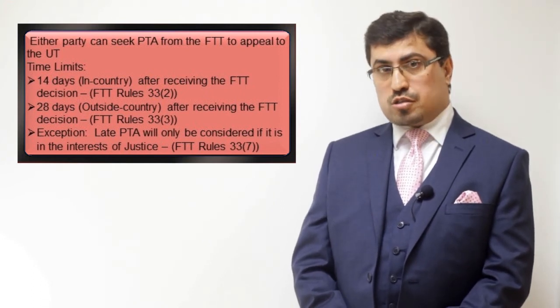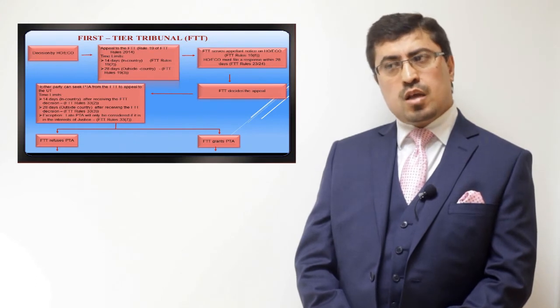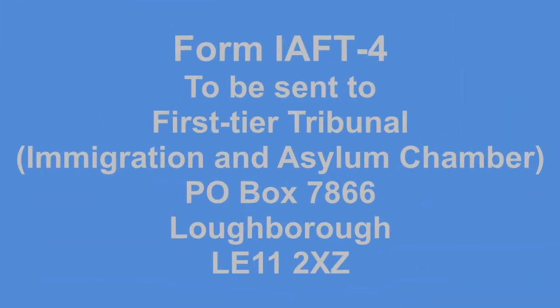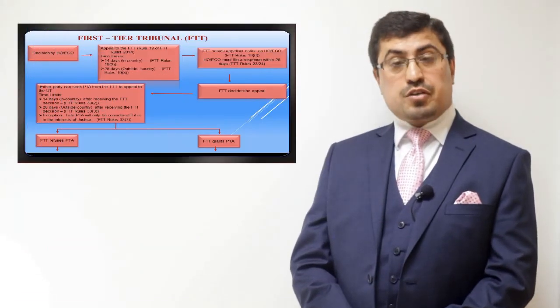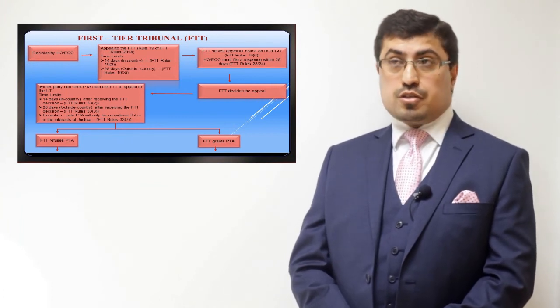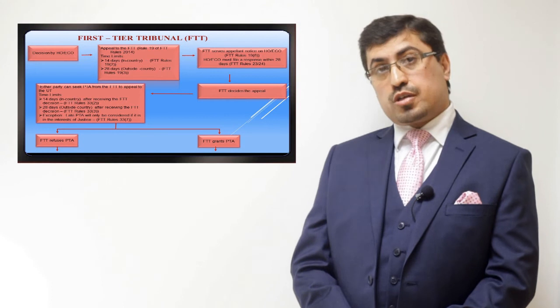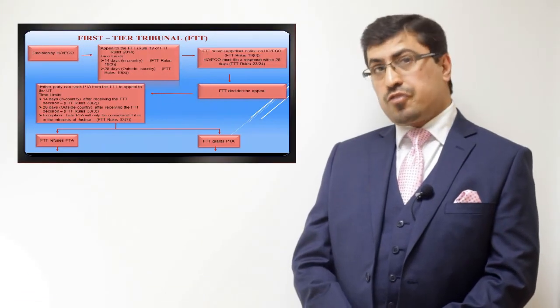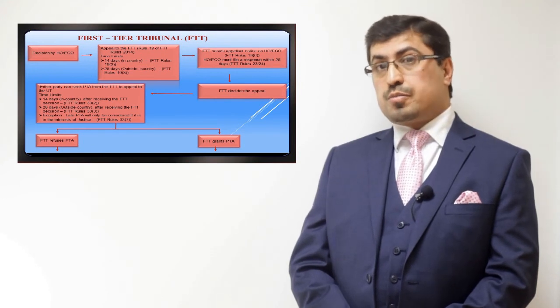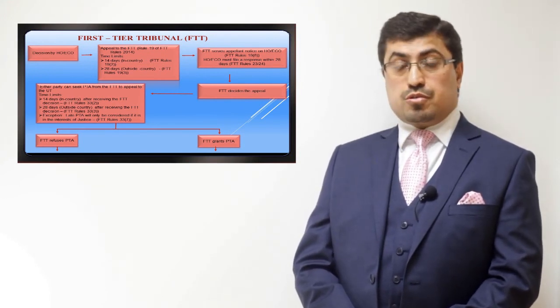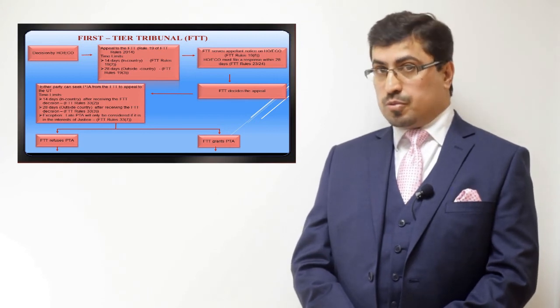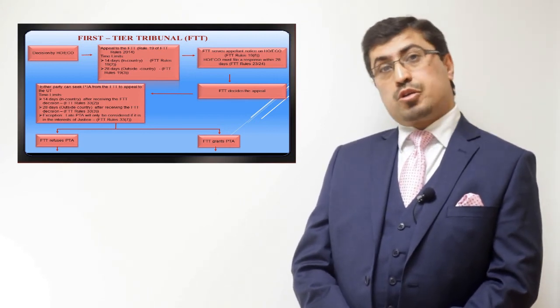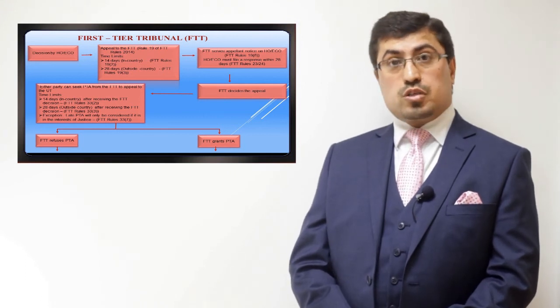Now, there are two chances to seek permission to appeal to the Upper Tribunal. For the first time, you have to complete an application form seeking permission to appeal from the First-tier Tribunal to appeal to the Upper Tribunal. If the First-tier Tribunal refuses permission, then you have 14 days within which you can apply directly to the Upper Tribunal seeking permission to appeal against the decision of the First-tier Tribunal. Now, if the First-tier Tribunal itself grants you permission to appeal, then you have to go and attend the appeal hearing in the Upper Tribunal. And if the Upper Tribunal grants you permission, then you have to go before the Upper Tribunal.